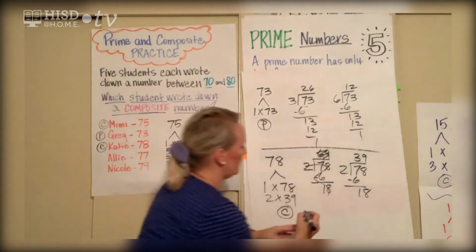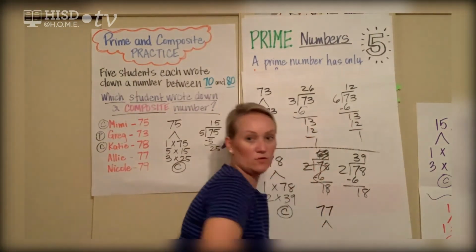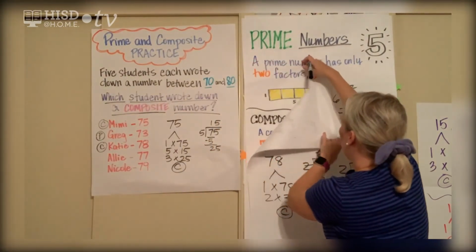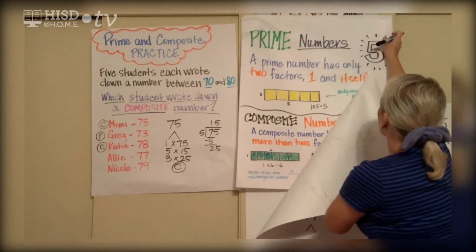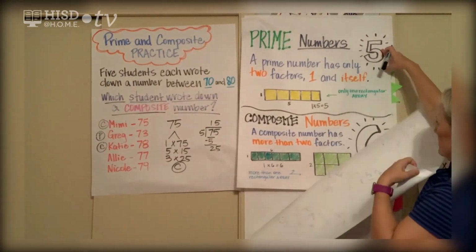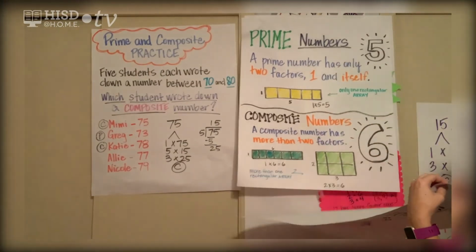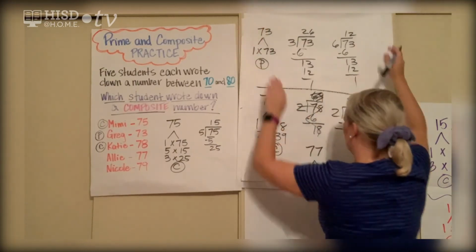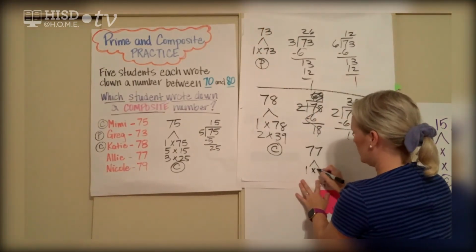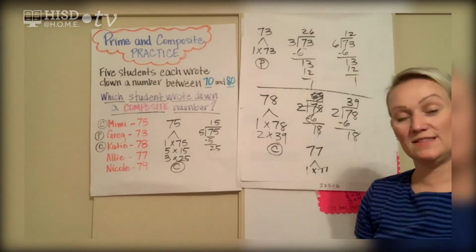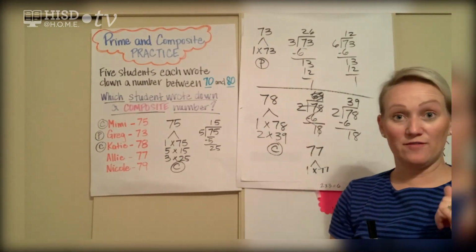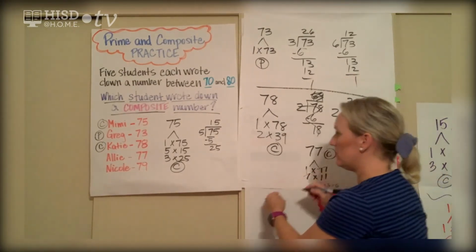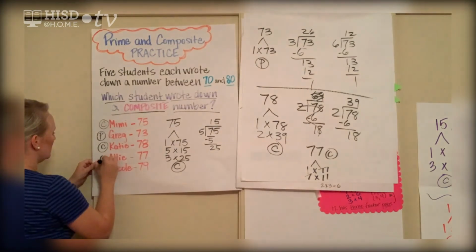Okay, 2 more to test. 77. You can see my factor tree down here. 77 for Allie. Let's try Allie. All right, here I go. 77. Right here. So I have 1 times itself. And remember what I said about those double-digit numbers. 11 is a factor. 7 times 11. So 77 is also composite.